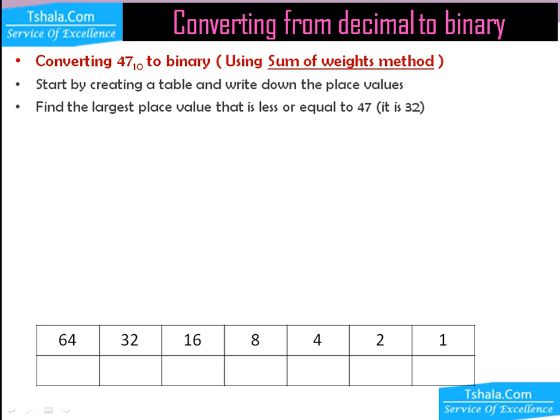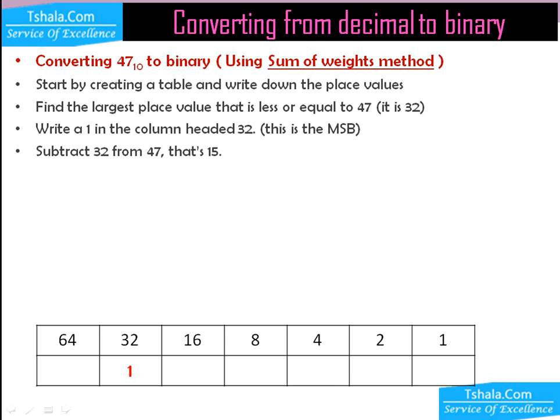We need to find the largest place value that is less than or equal to 47. In this case, it should be 32. What we do is we write a 1 in that column. The column headed 32 is where we write the 1. And notice that that is now the most significant bit of our binary number. We subtract 32 from 47, and the result is 15.